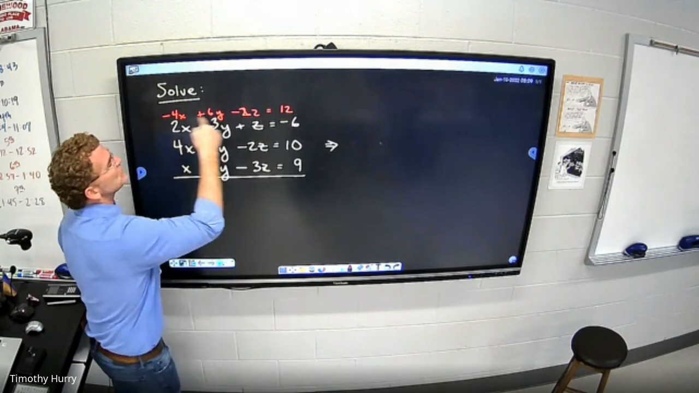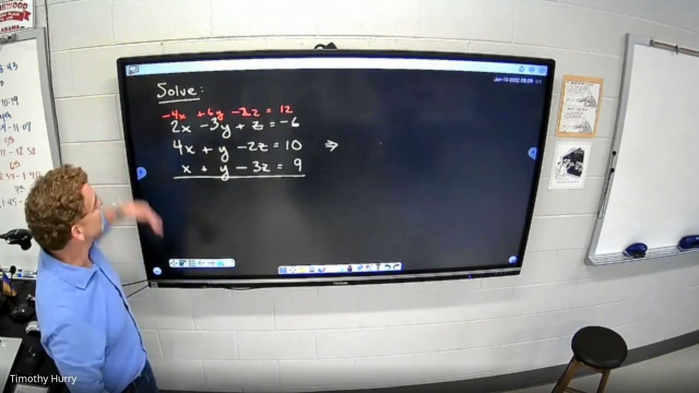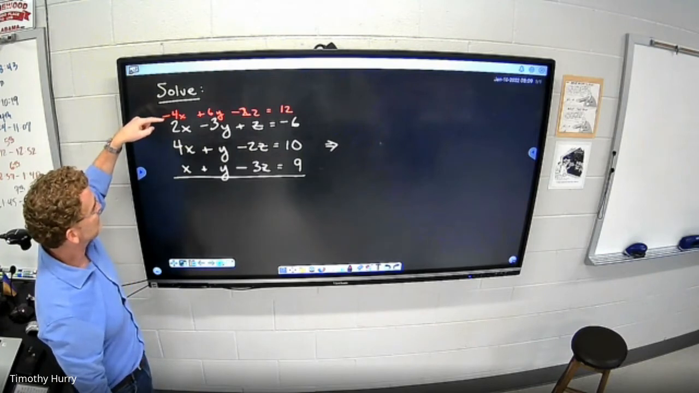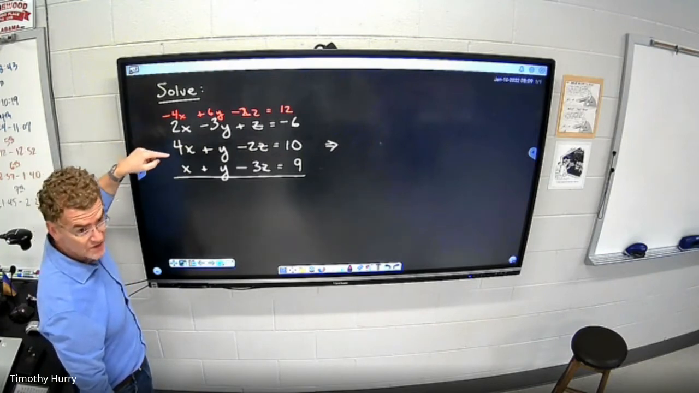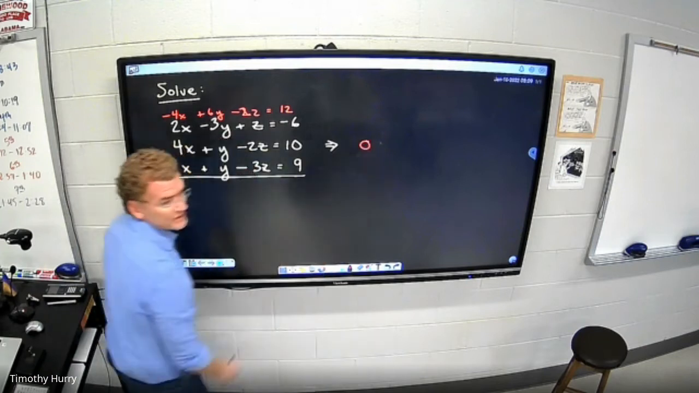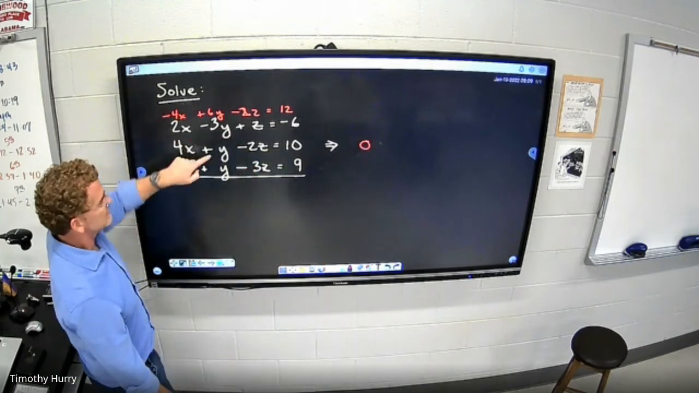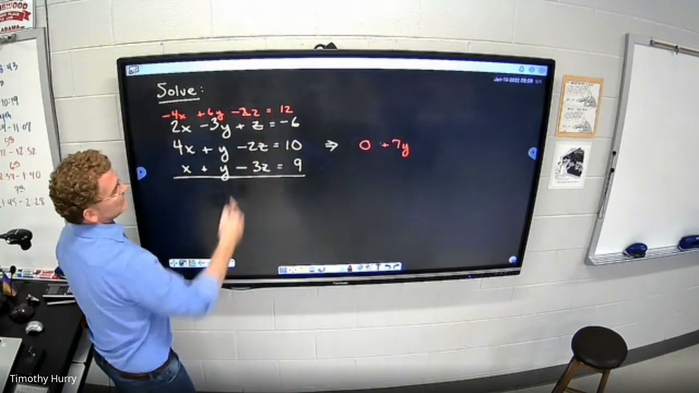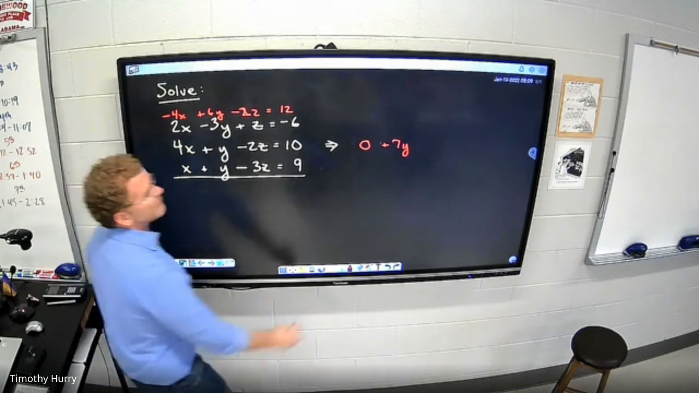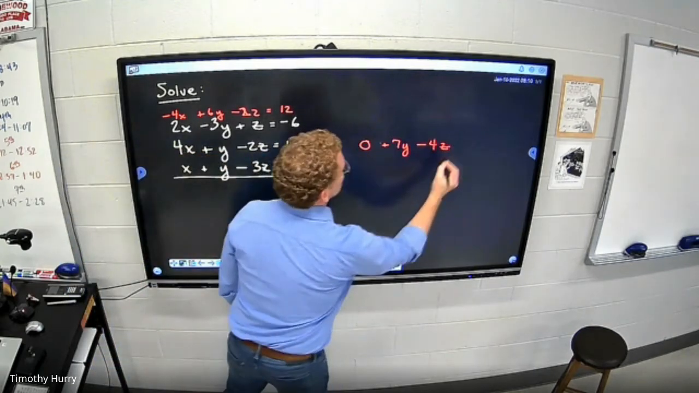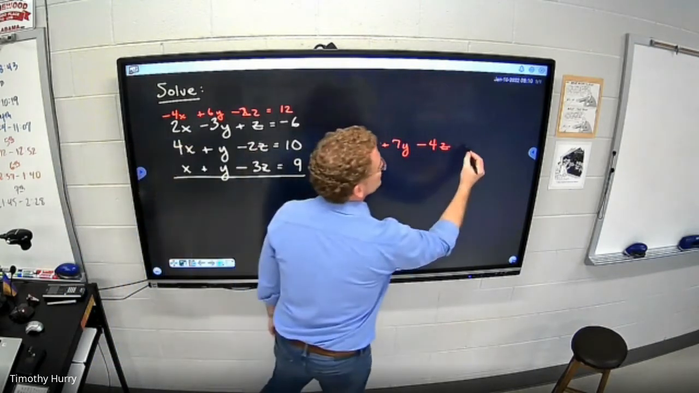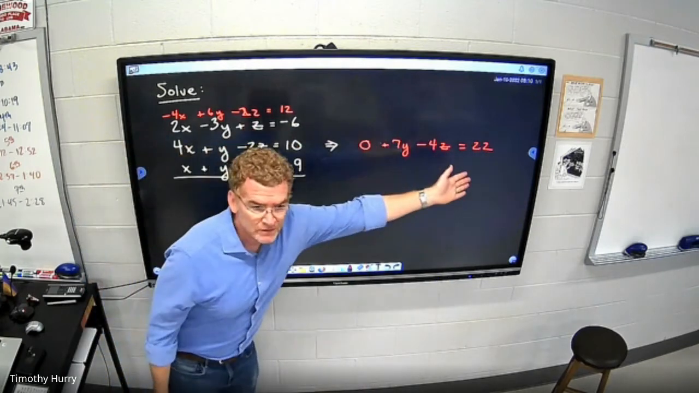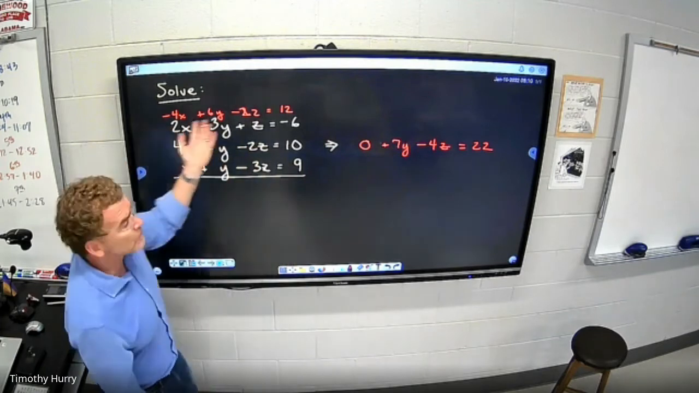And I'm going to be using that in place of this, right? And I'm going to add it to the second row. And what would that give me? 0. So if I want to put a 0, I can, or I can just leave it blank. 7y, or +7y, -4z, and finally 22. And if I want, I can now copy the original equation over, or I could copy the red equation. It doesn't matter.